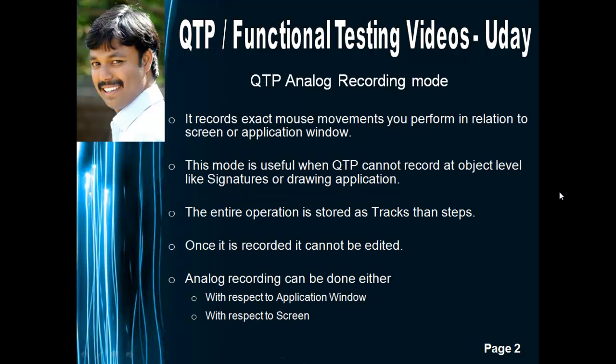Analog recording mode is something where you might perform some operations where you will be needing the exact mouse movements that you perform in your applications. For example, this mode is useful when QTP cannot record at an object level, like signatures and drawing applications. When you put some signature, where you will be needing the exact mouse movements, in those situations it is advisable to record your steps in analog recording mode. Alright, so let me show with an example.